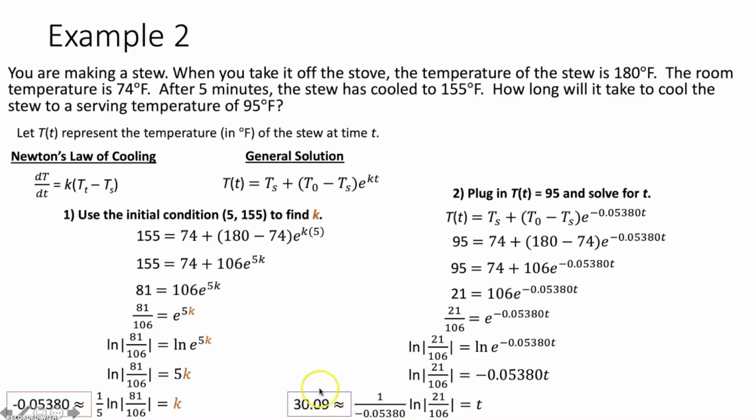Now the question is, what did we just find? We found how long it'll take to cool the stew to a serving temperature of 95 degrees Fahrenheit. Notice it doesn't say how much longer in this problem, so we're done. We found our answer. It'll take approximately 30.09 minutes to cool that stew.